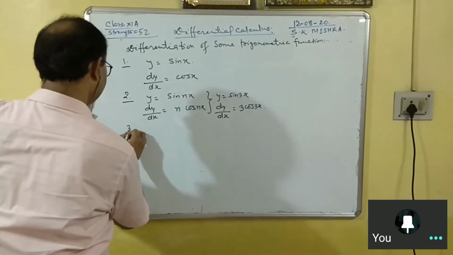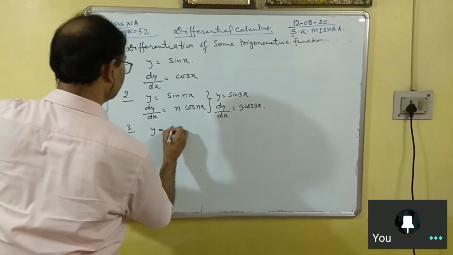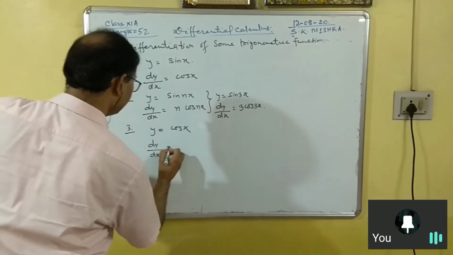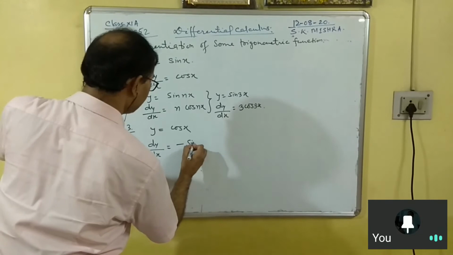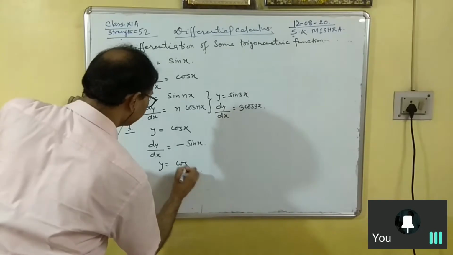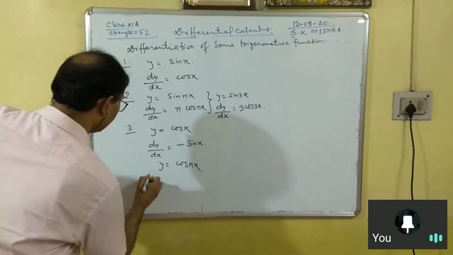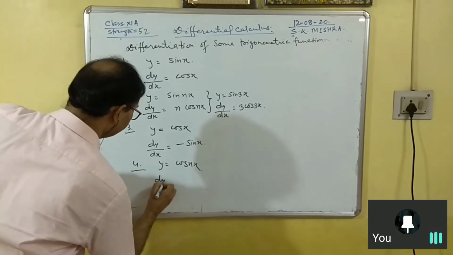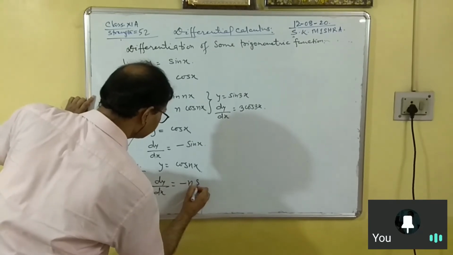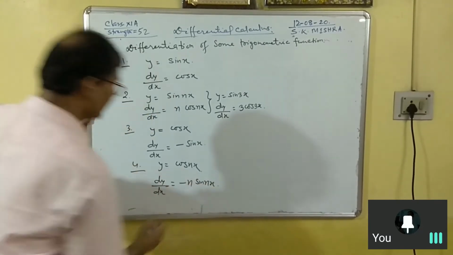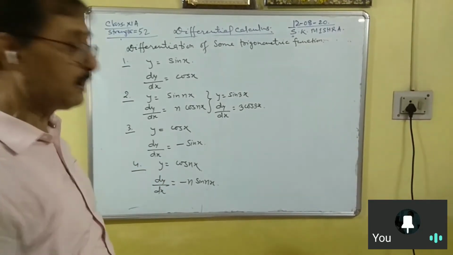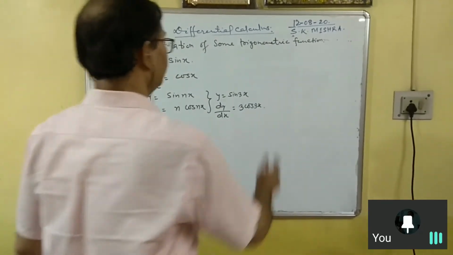Similarly, if y is equal to cos x, then dy by dx is minus sin x. And if y is equal to cos nx, then dy by dx is similarly minus n sin nx. For example, for cos 3x, it will be minus 3 sin 3x. Similarly, you can write the expression for tan also.